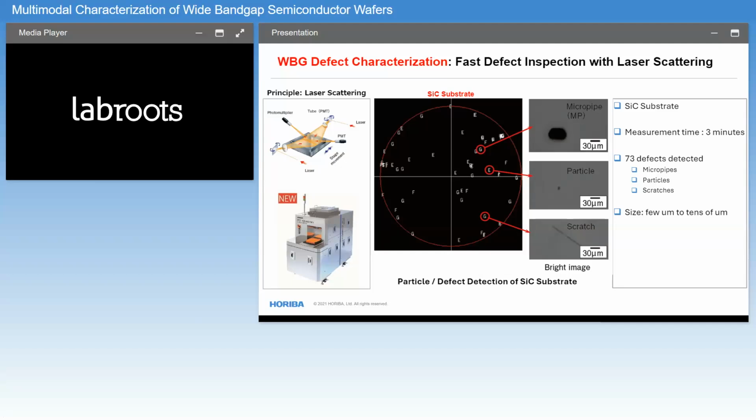Right? In this instance, we can see that it was able to pick up things like micropipes, particle, and scratch defects. Now, the great benefit of this modality is speed, but often one may not be able to fully characterize the specifics of any given defect. So you can start as a kind of a first line measurement to pick up whatever is obvious, and then use another modality to further characterize it.